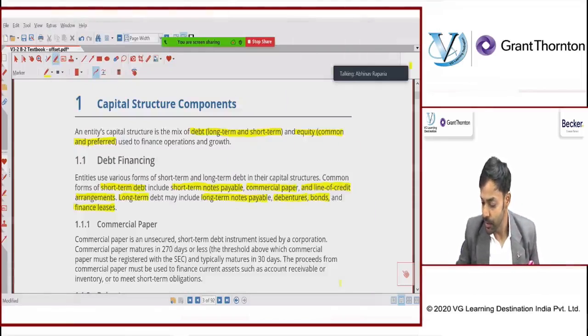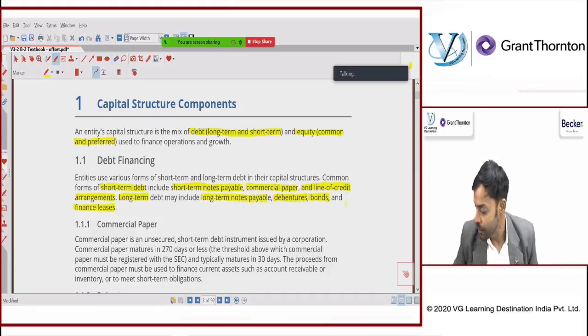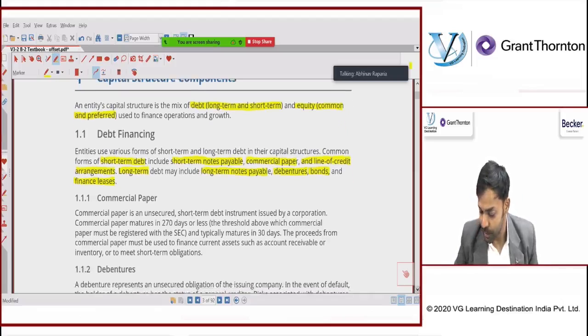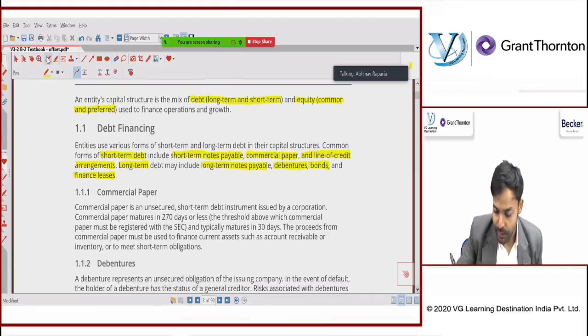So yeah, coming to this, we're done. The short term includes the short term notes payable, commercial paper, line of credit arrangements. Long term includes long term notes payable, debentures, bonds, and the financial leases. Okay. Now let's understand the commercial papers. Commercial papers is the working capital financing.